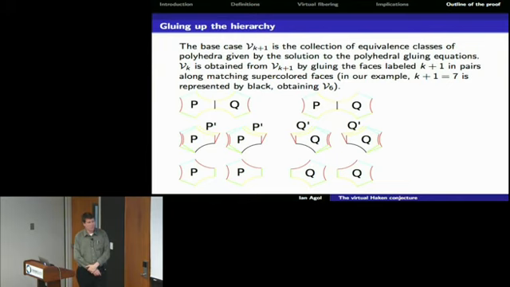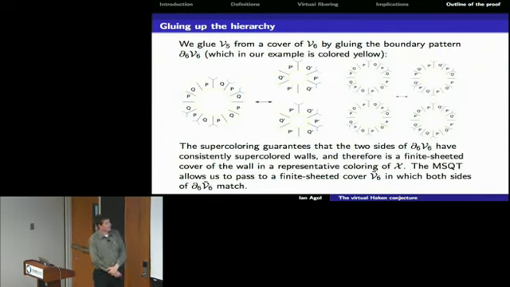You've got to show us the next stage. Yeah. So now, what might have happened at that stage is you might have actually glued things up. So the yellow guy has some non-trivial topology now. And now, by the supercoloring condition, we know that for each supercolored yellow guy here, there's a supercolored guy over here that matches it.